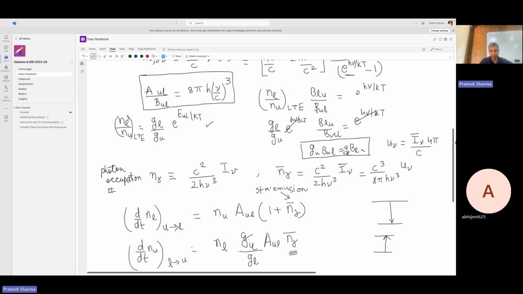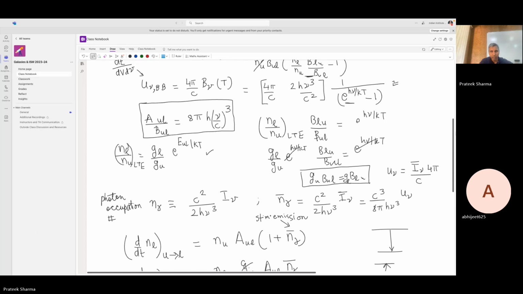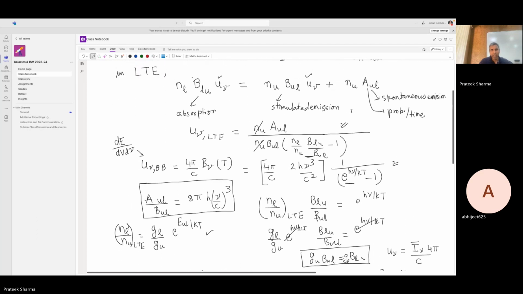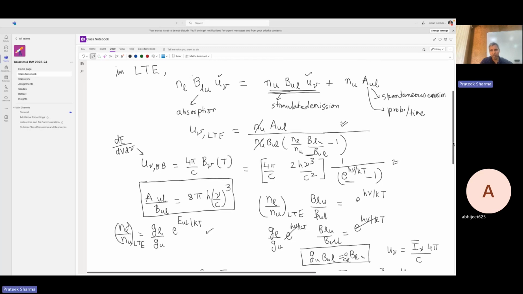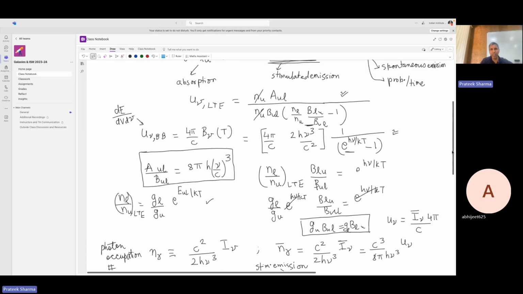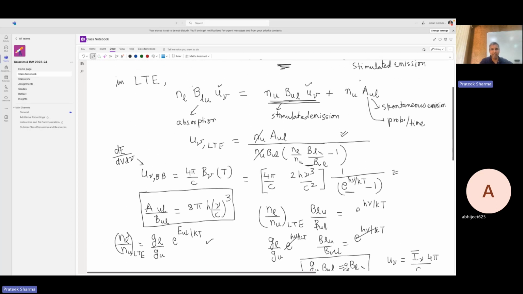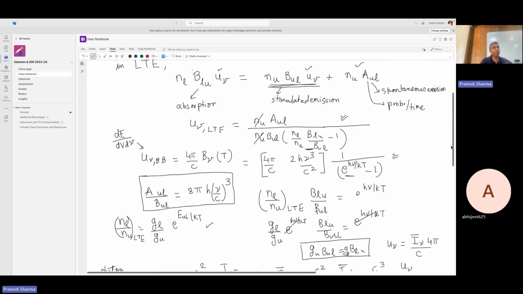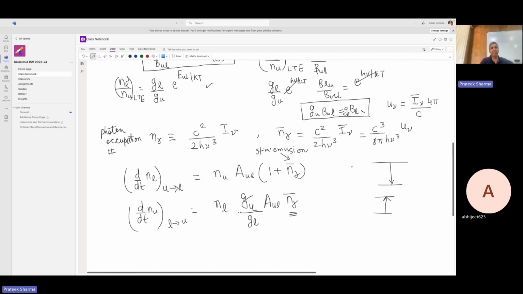You can actually see this. Let's go back up. This is basically coming from this term. There are two terms on the right-hand side. One is just n_U A_UL, which is this. This is just spontaneous emission. The second term, when you express it in terms of n gamma, is what you get. And so the presence of n gamma there means that this requires a photon field to be present.